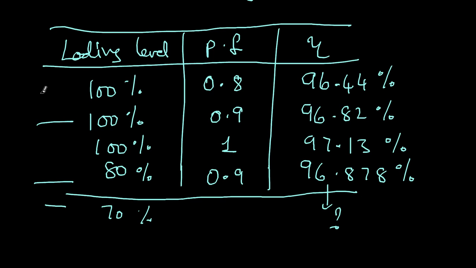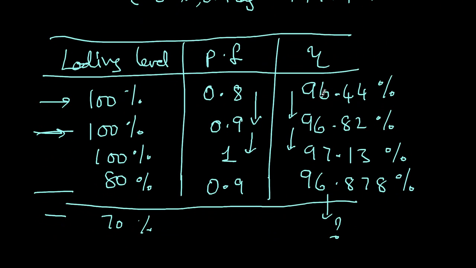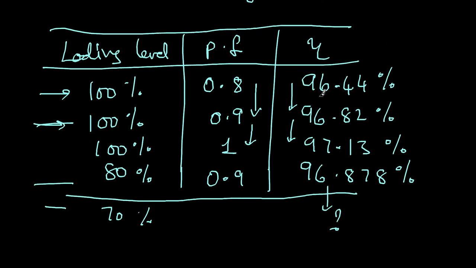Another thing, comparing first row and second row, you notice the loading level is the same, but by improving the power factor, I am improving the efficiency, 96.44 to 96.82. Similarly, further improving the power factor, I am further improving the efficiency. So what is the relation between efficiency and power factor? Also, what is the relation between efficiency and loading level? These are all interesting questions which we can tackle in further discussion in this lecture.